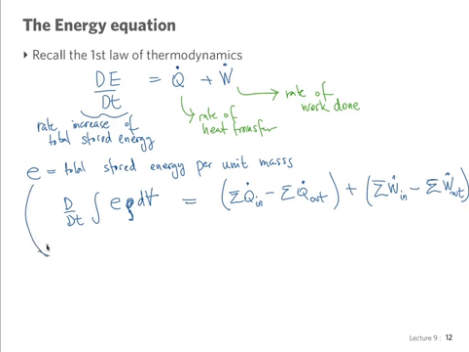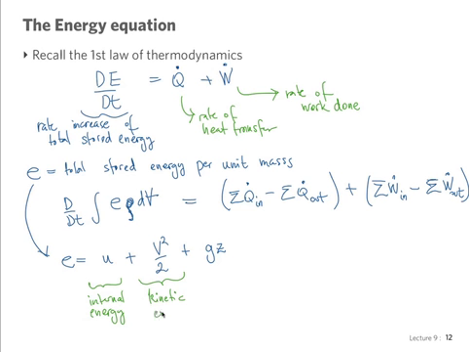For the energy per unit mass, we write this as u plus V squared over 2 plus gz. So we separate the energy terms into what is called the internal energy, the kinetic energy, and the potential energy, but all of these per unit mass.